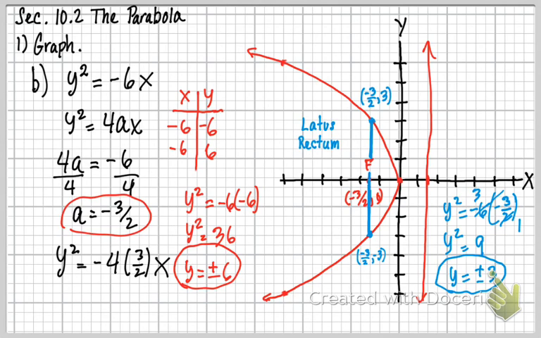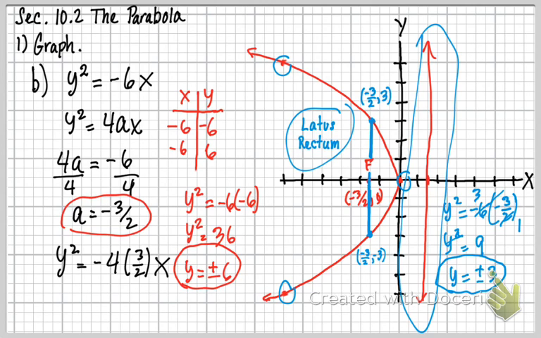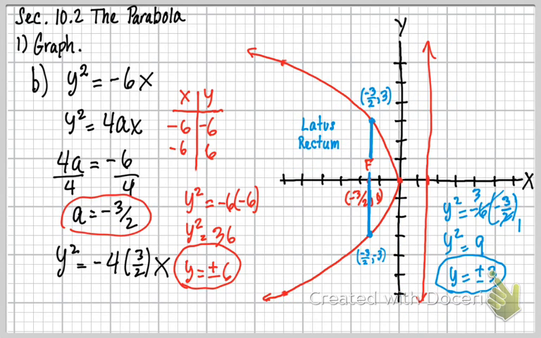When I'm dealing with any parabola, I need the vertex. I need a couple points on my graph. I need the latus rectum. I need the directrix. Those are all necessary components when I'm graphing one of these parabolas for full credit. There you go. And before I forget, don't forget about the focus as well. All right, that's it.